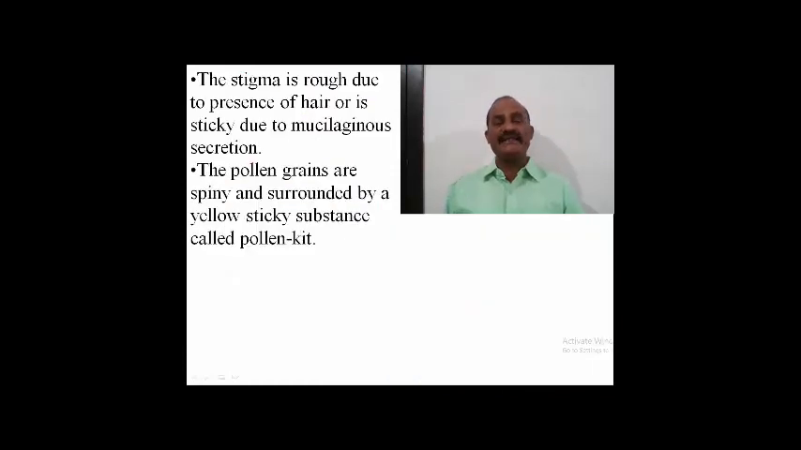The stigma of such a flower is rough due to the presence of hair, or it is sticky due to mucilaginous secretions, so that with a single visit of the insect, many pollen grains can get attached. The pollen grains are spiny and surrounded by a yellow sticky substance called pollen kit. Remember, the exine of such entomophilous pollen grains is sticky, having a yellow sticky substance called pollen kit.